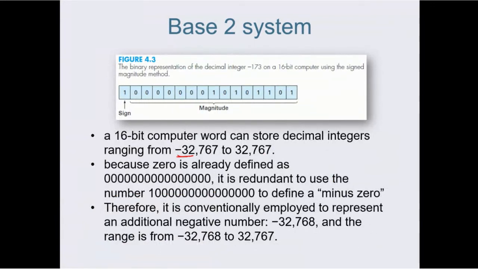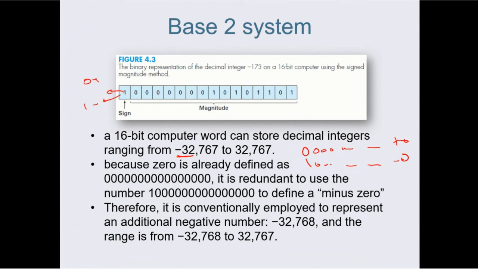The smallest, of course, then goes to the minus sign. So if you have a 0 here, it's going to be positive. If you have 1, then it's going to be negative. And then you can put all ones there to get 32,767. So you can go from minus 32,767 up to plus 32,767. Of course, you can have 0 followed by all zeros, and that will mean plus 0. You can have 1 followed by all zeros, that will mean minus 0. Now, plus 0, minus 0 makes no difference. A 0 is a 0, whether it's plus or minus.